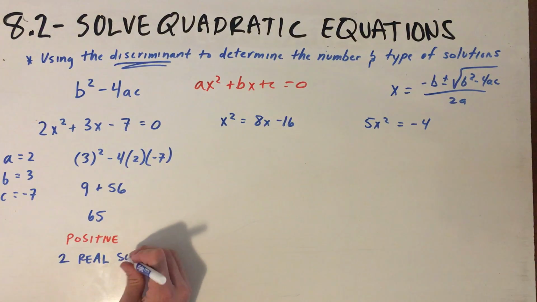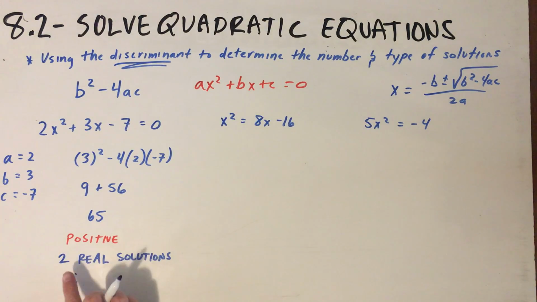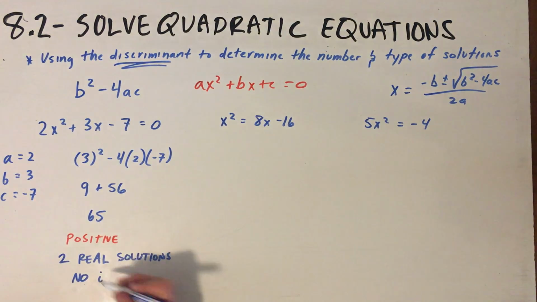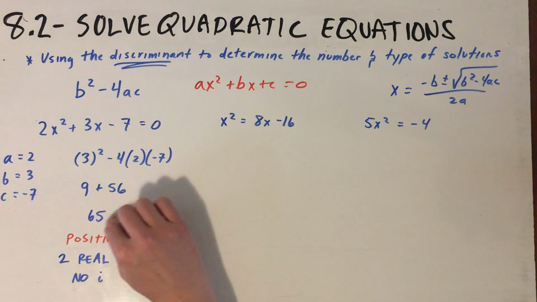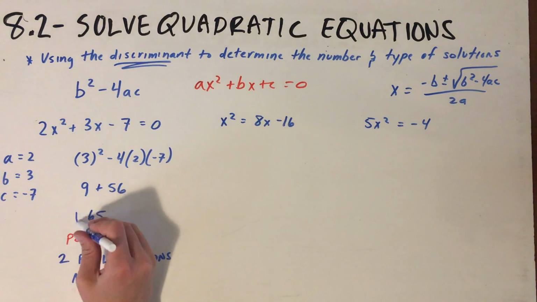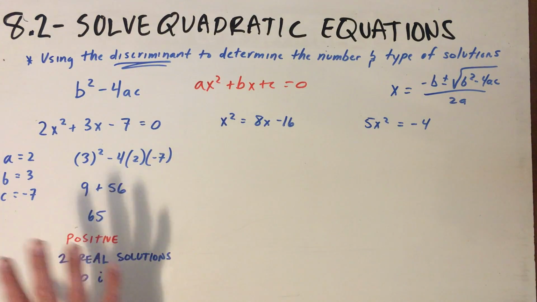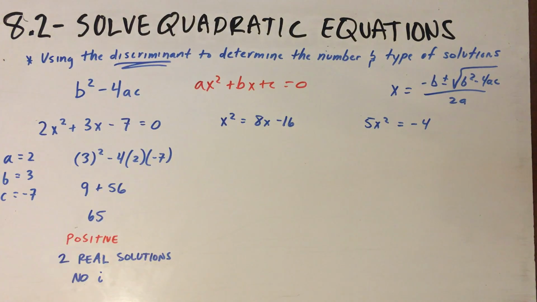Real meaning they will not contain i. So there will be no i in your answer. That makes sense because in order to have i in my answer, I would have to have a negative under the square root. But in this case, I have a positive under the square root. So I'm just going to get stuff like 2 plus or minus the square root of 5, or 8 plus or minus 2 square roots of 7, or 3 and 1/2.